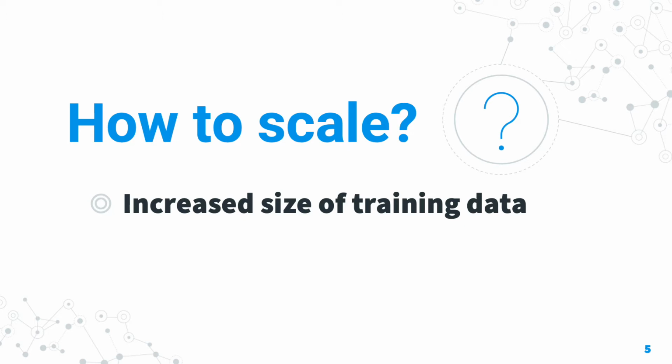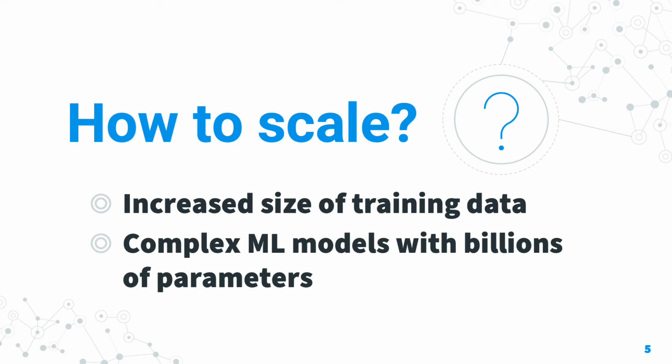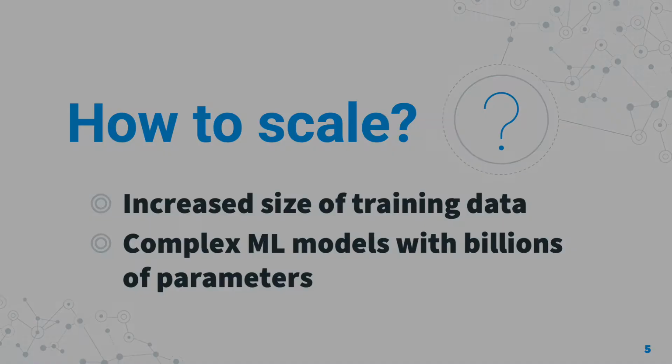And these are because of big data, the size of the training data has increased a lot. We're now collecting a lot more data. And because we have more data, we're also creating more complex machine learning models that often have millions or billions of parameters that need to be trained. So there is a need for a solution to scale both for the increased size of training data, but also for the more complex machine learning models. Mainly two ways to scale.